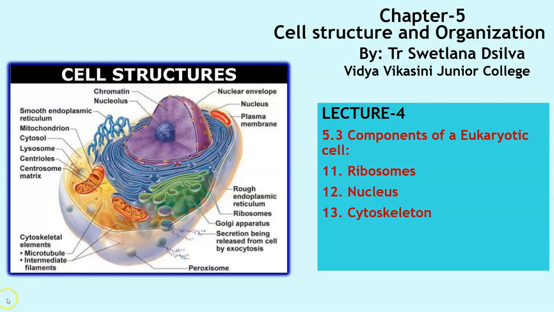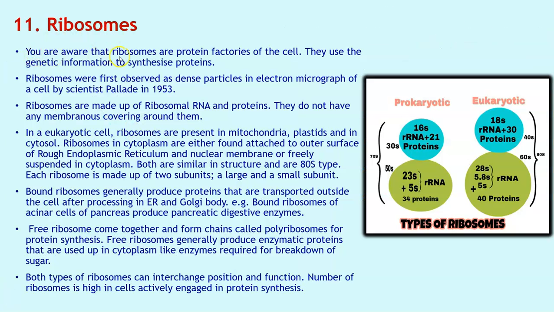So let's begin. Ribosomes. You are aware that ribosomes are protein factories of the cell. They use the genetic information to synthesize proteins. Ribosomes were first observed as dense particles in electron micrographs of a cell by scientist Palade in 1953. Ribosomes are made up of ribosomal RNA, also called rRNA, and proteins. They do not have any membranous covering around them.